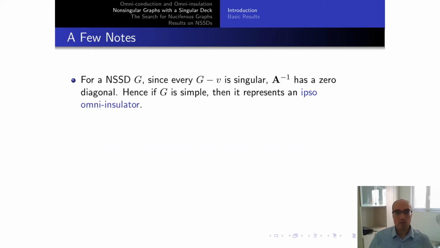Before we continue, a few notes. Since we've just said that every vertex deleted subgraph is singular, then the inverse of the matrix will have a zero diagonal. So if the graph is simple, any NSSD represents an ipso omni insulator. Note that having an ipso omni insulator is half of what we want, half of the nuciferous graph, if you will, because a nuciferous graph is also a distinct omniconductor.